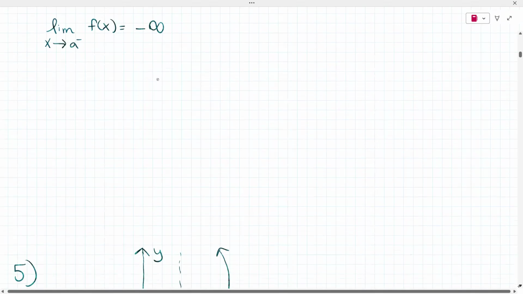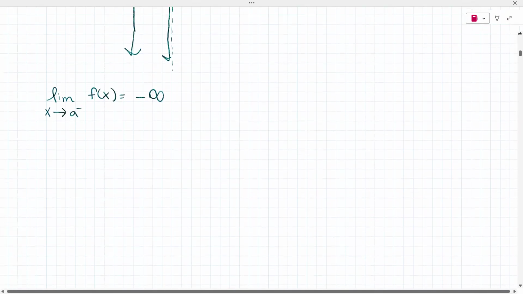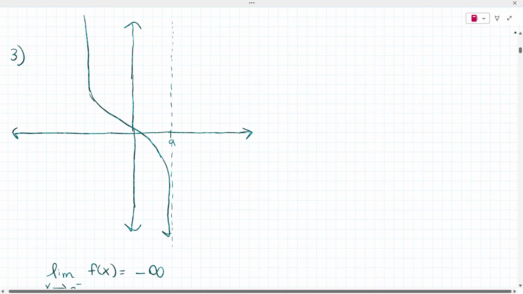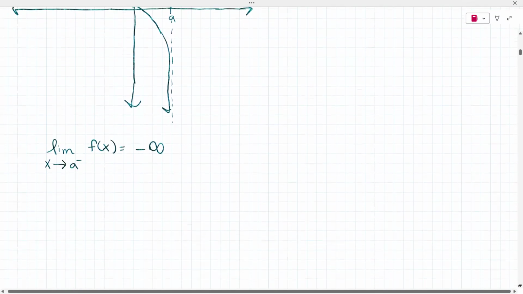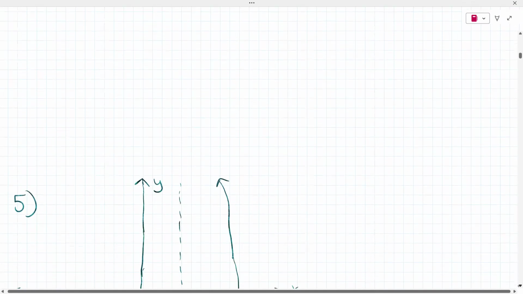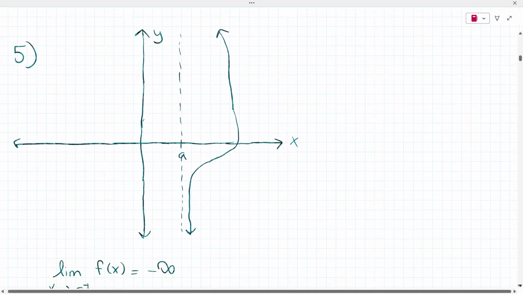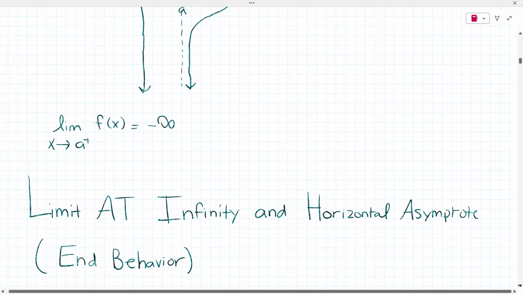So we might have to review how to find the limits of a horizontal asymptote. Oh, can I go up? Wait, did I? I think I went a little bit up. Yeah, here we are.